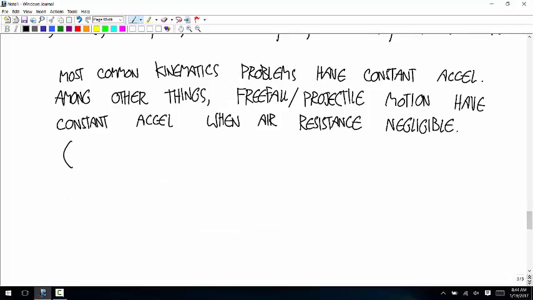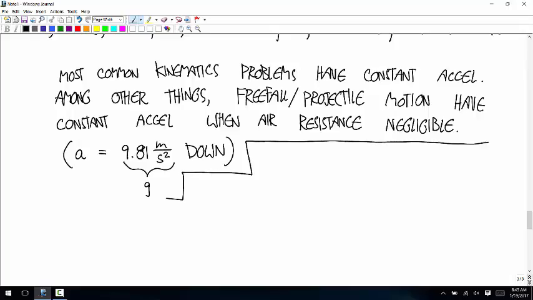In that case, the acceleration is equal to 9.81 meters per second squared down. No matter what the object is, no matter how fast it's going, the acceleration is 9.81 meters per second squared down. This constant is called lowercase g. And we're not going to do any problems where air resistance is not negligible. We're going to neglect air resistance in all of our calculations.